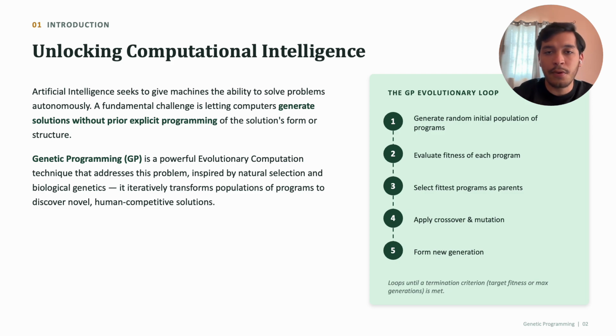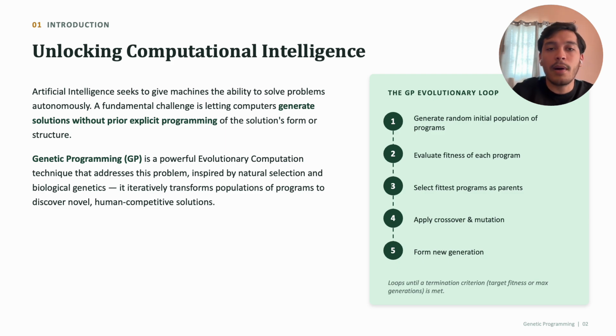So we will start with the core idea. One of the hardest problems in artificial intelligence is actually getting a computer to find a solution without telling it in advance what the solution should look like. Genetic programming solves this by borrowing an idea straight from biological evolution. GP keeps a population of computer programs. Then each generation, it measures how good every program is at solving the task. That's what we call fitness, right? And selects the best ones to become parents.